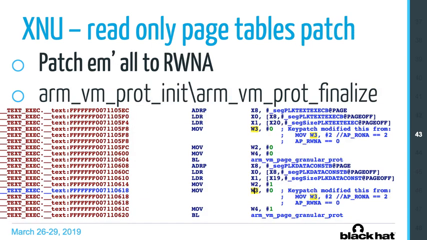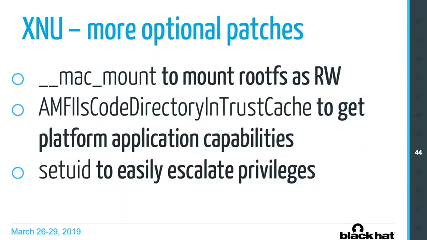But if we can patch a kernel, we can disable it during RMVM prod init or RMVM prod finalize. In my case, I just remap all the region to be readable, writable, and executable. There are a few more things that we can patch. It's not really required, but it's a nice one.